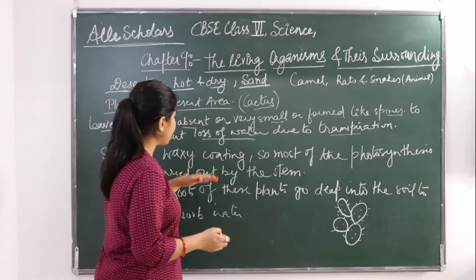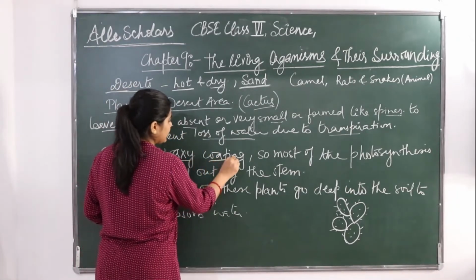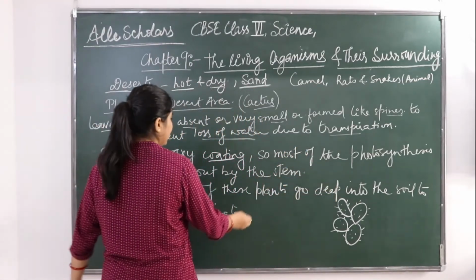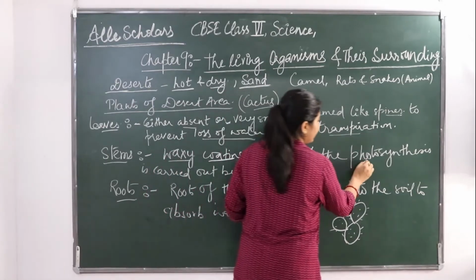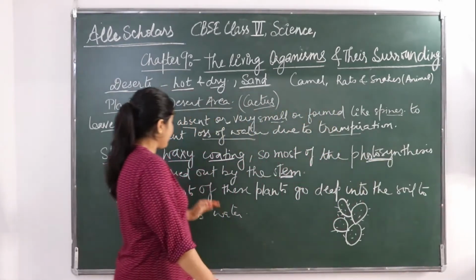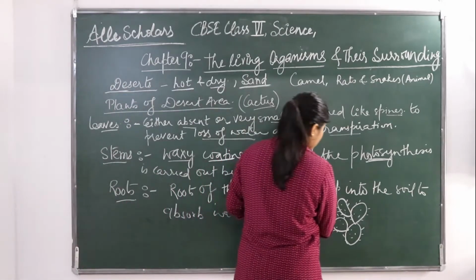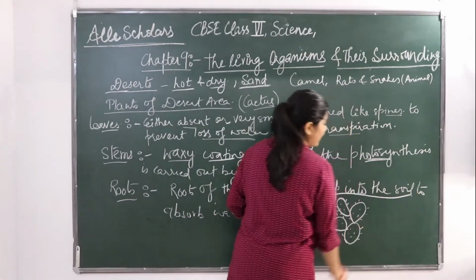Stems are having a waxy coating. Stems में क्या होती है? Waxy coating होती है. So most of the photosynthesis is carried out by stem. Photosynthesis कहाँ पे? Stem के थ्रू होती है. Next roots इनके जो होते हैं वो बहुत deep होते हैं into the soil, deep into the soil to absorb the water.